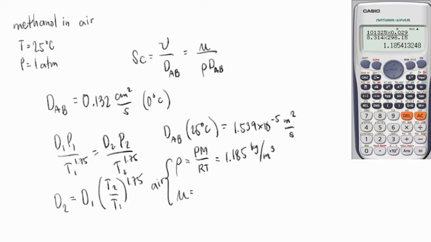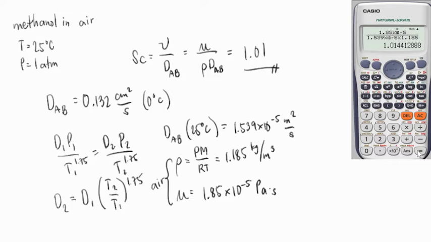Now for the viscosity of air, you need to evaluate that using our table in the handbook. I have calculated that to be 1.85 times 10 raised to negative 5 Pascal seconds. Now that we have the diffusivity, density, and viscosity, we can now substitute everything to the definition of the Schmidt number. That is 1.85 times 10 raised to negative 5 divided by 1.539 times 10 raised to negative 5, that is our diffusivity, multiplied by the density, 1.185. Our Schmidt number is 1.01.